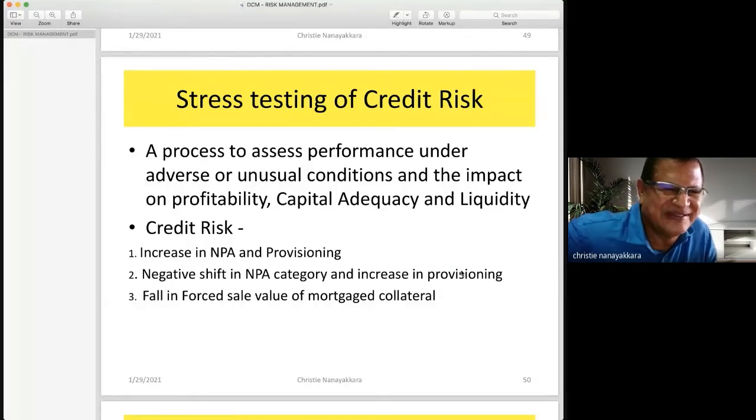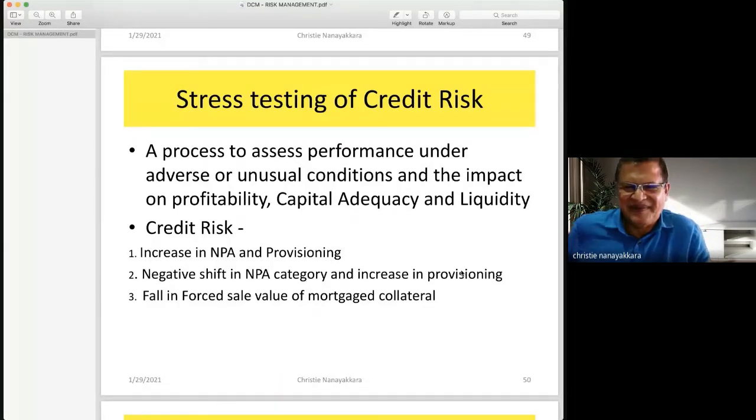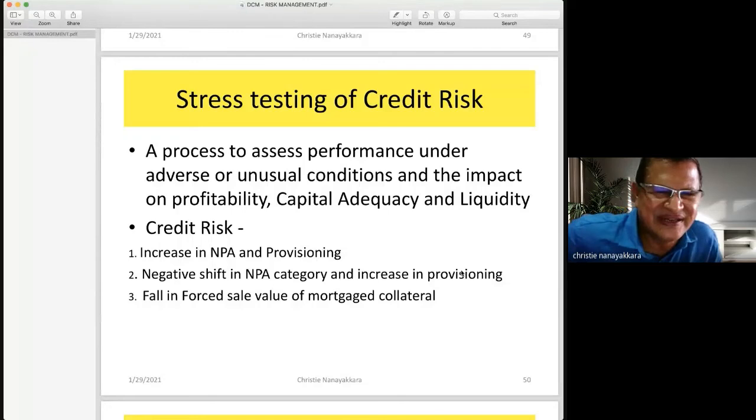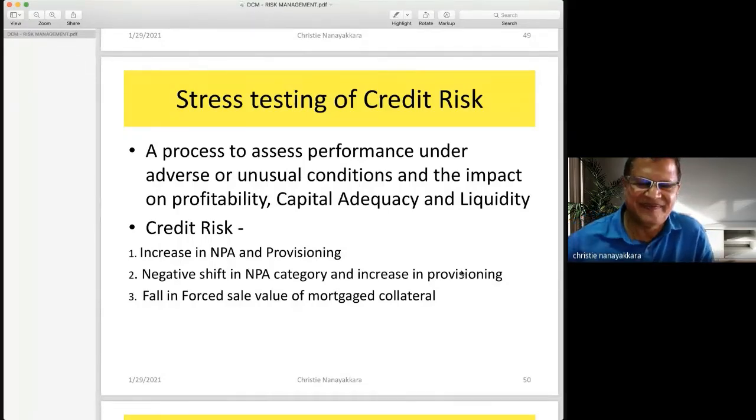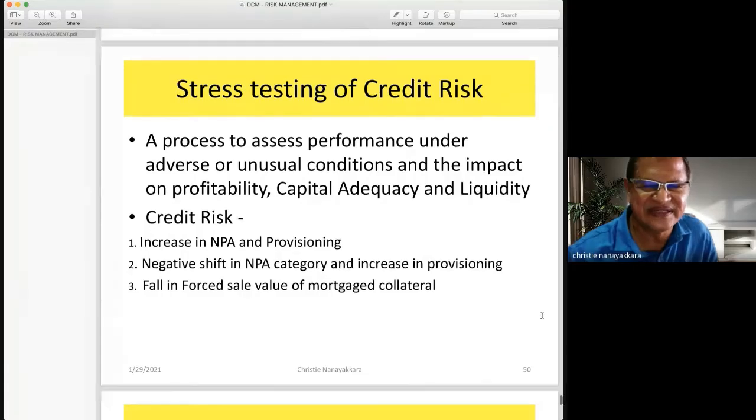So once the moratorium is over, I'm sure NPA is going to go further up, because those customers have still not recovered from the pandemic situation and the businesses are not regular as before. So these kinds of tests also need to be done by the credit risk department. We call them stress testing.